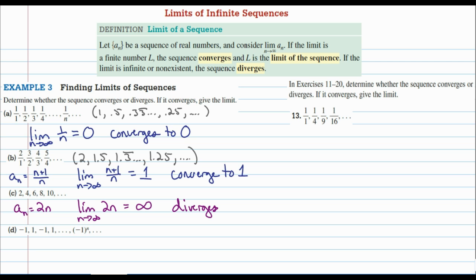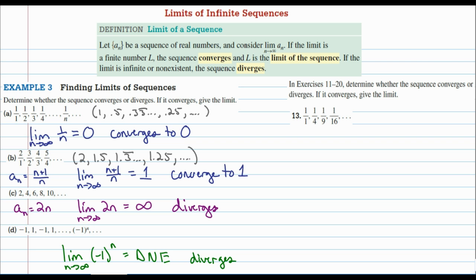Now, part D is already defined for us. a sub n is negative 1 to the nth power, so I will just start by taking the limit as n approaches infinity of negative 1 to the nth. And that's going to fluctuate between positive 1 and negative 1. So it doesn't have a limit of infinity. It doesn't have a limit of a specific value. Its limit actually does not exist because it will forever fluctuate between those two values. So in this case, this sequence also diverges.